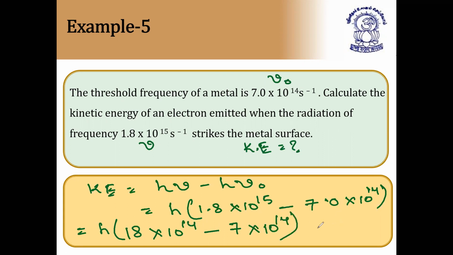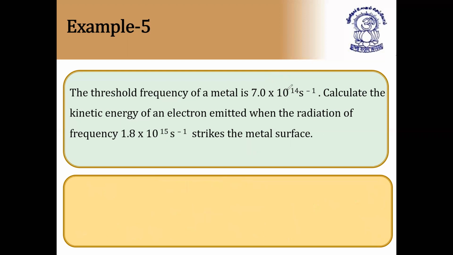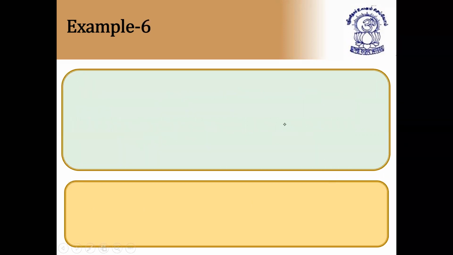So which is commonly 8 minus 7 is equal to how much? 11 into 10 to the power 14. So h into 10 to the power 14, 11 into 10 to the power 14 is the answer. So h value is 6.62 into 10 to the power minus 34. So by substituting all these things, you'll get the answer. So I hope you can understand this clearly. So the answer is 7.287 into 10 to the power minus 19 joules. So this is called example 5, threshold frequency. Very, very important.